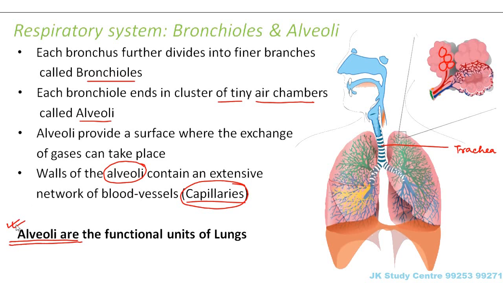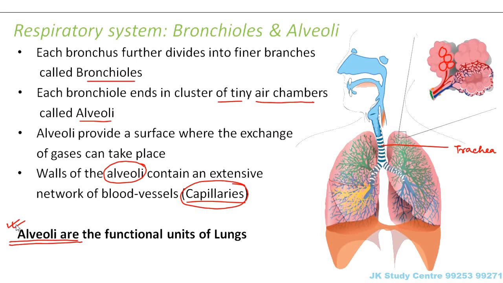Whatever we studied in the respiratory system, we saw that the purpose of the respiratory system is exchange of gases. Correct? And this exchange of gases did not take place in the nostrils or nasal cavity or trachea or bronchi or bronchioles. The actual exchange of gases took place in the alveoli. So they are the functional units of lungs. All other parts of the respiratory system only helped in the passage of air. They helped the air to reach the lungs.